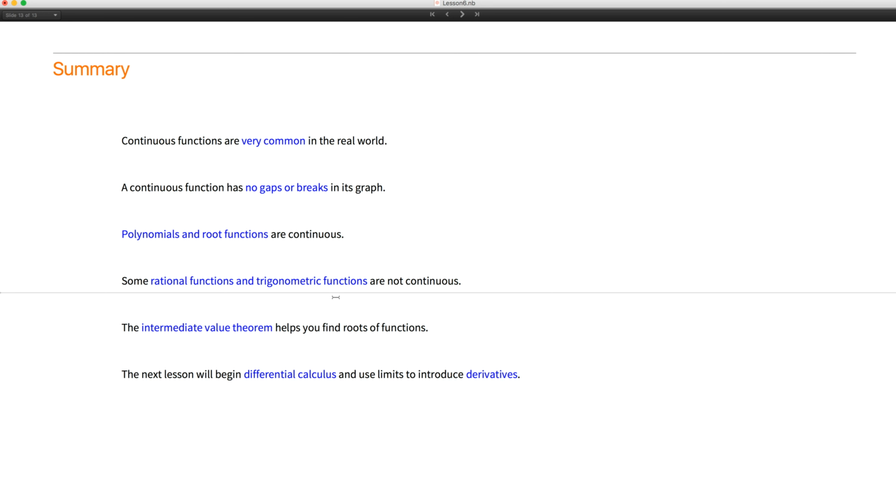And finally, the intermediate value theorem is a very powerful way to find the roots of functions. So that's the end of the discussion of continuity for today. And in the next lesson, we'll begin discussing differential calculus by using limits to define so-called derivatives. And that's where calculus really becomes useful in a very profound way. So next lesson is a time when we start looking deeper into calculus. But before doing that, do review today's lesson, try and solve the exercise, and be ready for the next time.